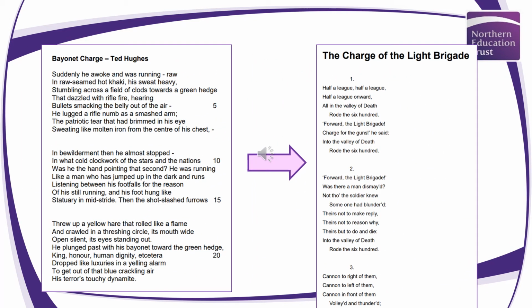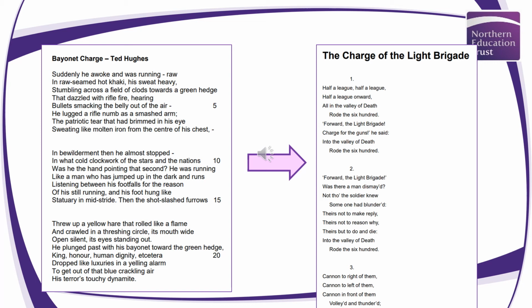So looking at the first two poems for Hub 2, our Bayonet Charge and the Charge of the Light Brigade, immediately we'll see how the men are represented as being powerless. In Bayonet Charge, we're straight into the centre of the action. We're part of it. And because of this, the structure becomes really frantic. It's almost like a fight or flight attitude when we've got this "suddenly he awoke and was running, raw in raw seamed hot khaki, his sweat heavy." So we've got this kind of urgency.